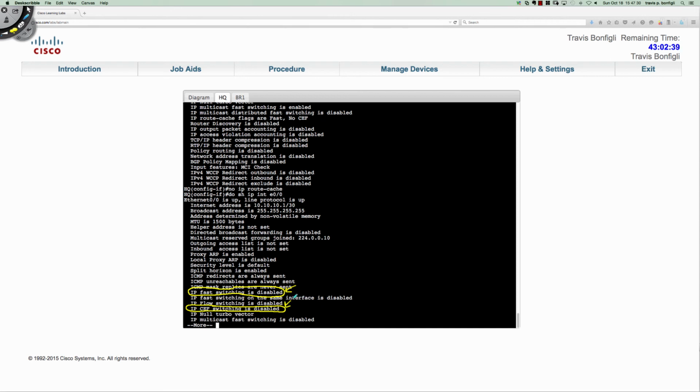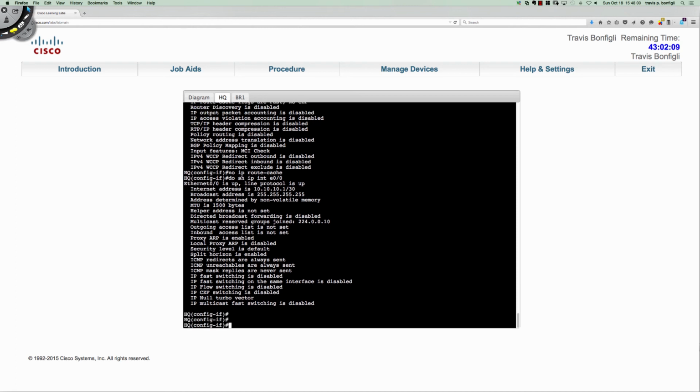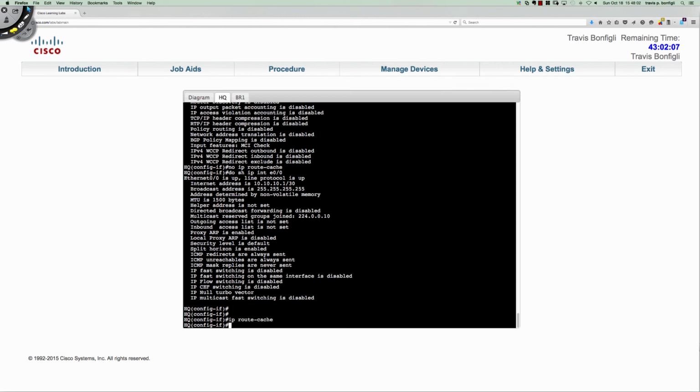So what kind of switching are we doing at this point? If we're not doing CEF switching and we're not doing fast switching, then we are process switching the packets right now. And again, definitely not something that you want to be doing. You do not want to be doing process switching, for the reasons we discussed in the opening, that it's just far slower than any of the other switching types.